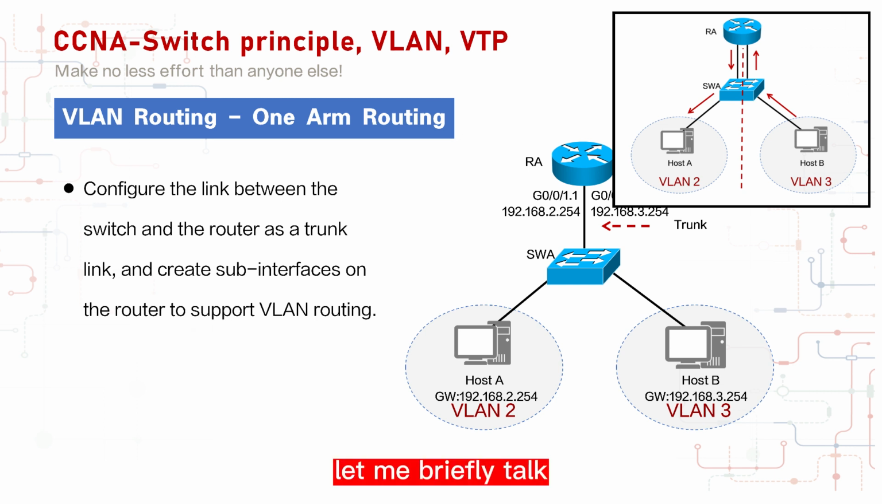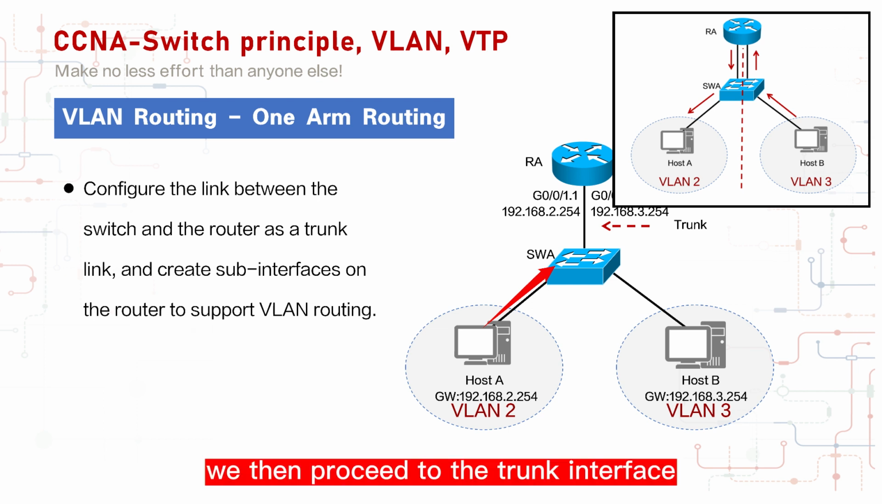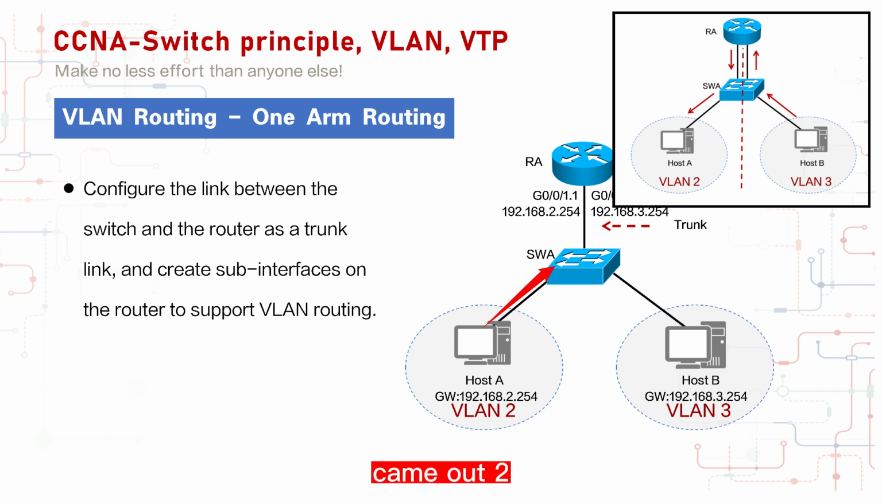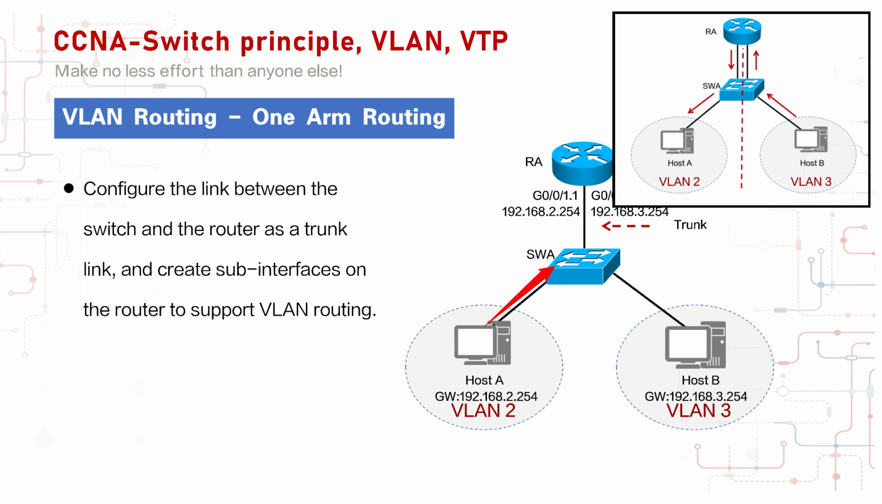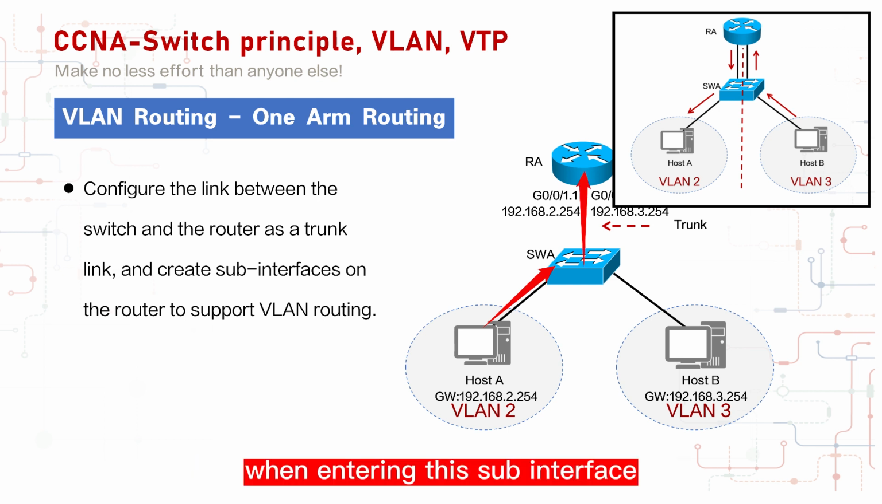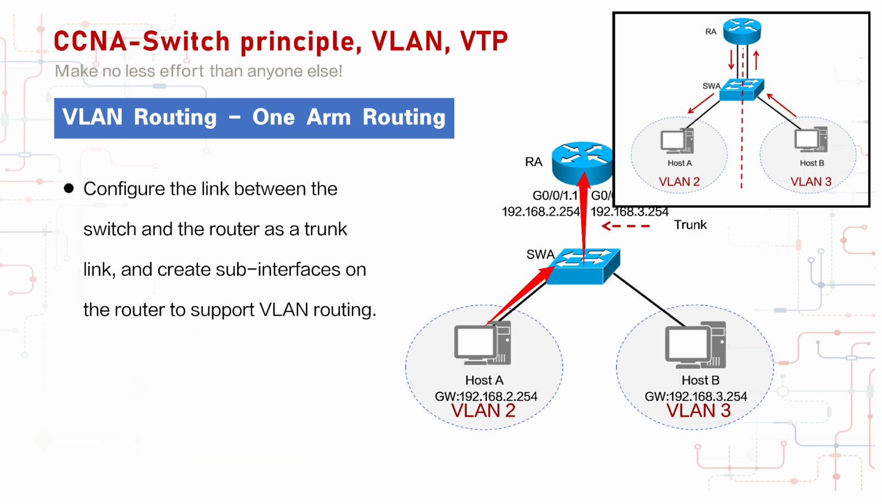Let me briefly talk about the function of the subinterface. It now receives a data. This is the access interface. Tag 2 here. Through this router, we then proceed to the trunk interface. Suppose its native VLAN is 1. It comes out carrying data with tag 2. When entering this subinterface, the subinterface can receive tagged data and strip the tag. It has the ability.